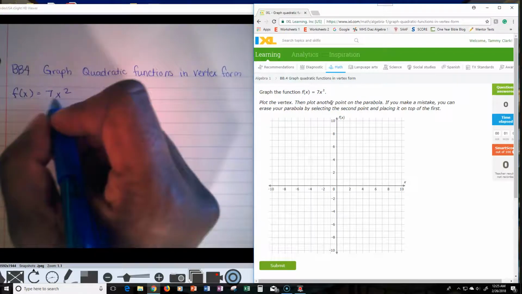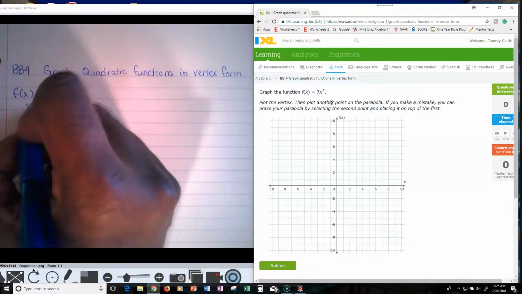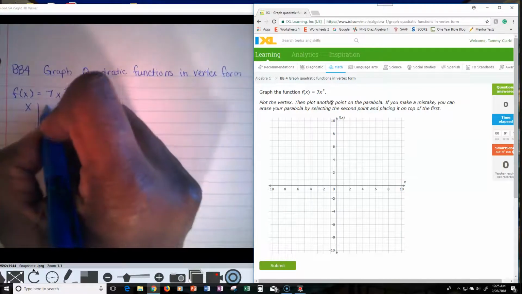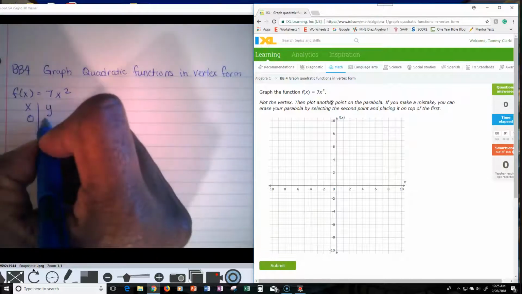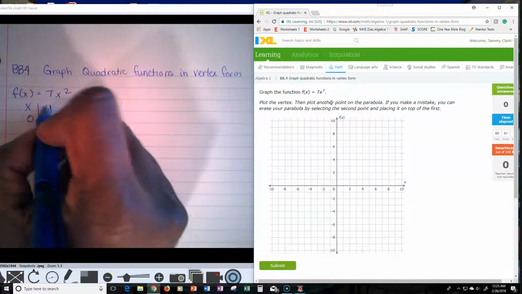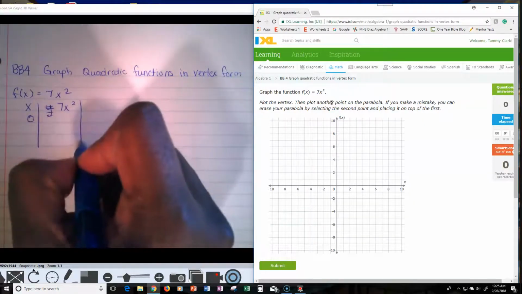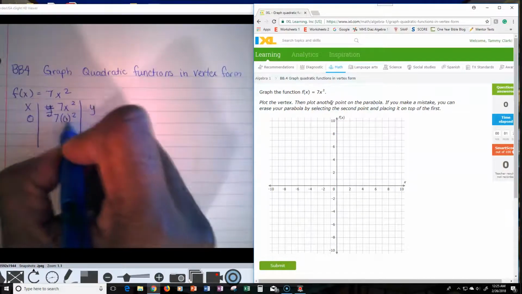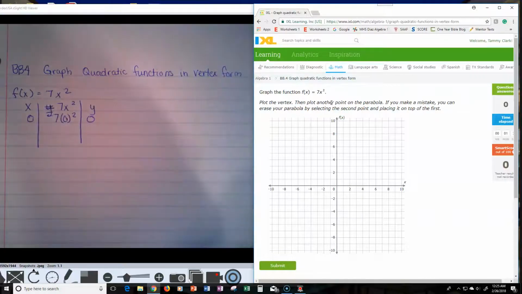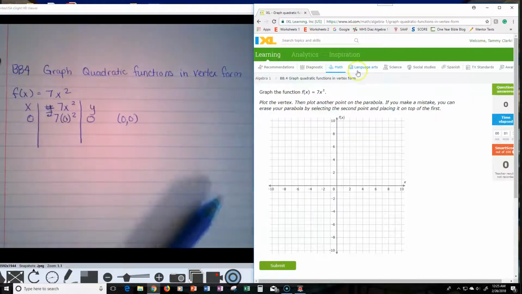So automatically you know that the vertex is going to be 0, 0, and we can prove that. If we put x here and y here, we could say, okay, put in a 0. I'm going to change this a little bit. Scratch that out. We're going to put 7x squared here so you can see the outcome. So if I put 7 times 0 squared, well, that's just 0. So my ordered pair then would be 0, 0. So we're going to put a 0, 0 there. And that's what should have happened.